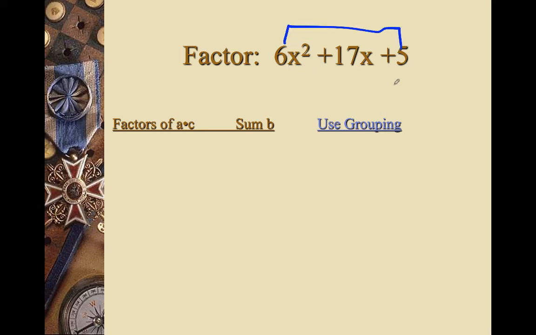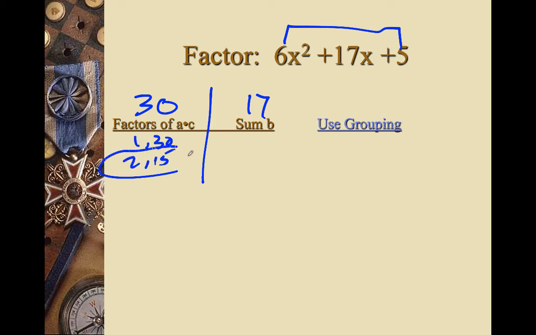So I put 30 together. 30, factors of 30 with a sum of 17. 1 and 30, 2 and 15. Hey, I'm done. 2 and 15. Again, we are changing the 17 into 2x plus 15x. So I'm going to use grouping. 6x squared plus 2x plus 15x plus 5.